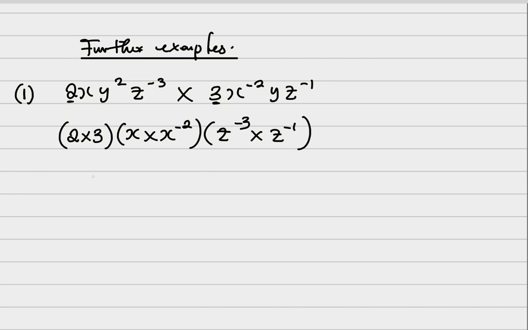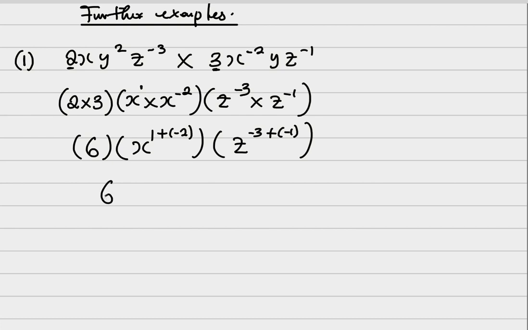So 2 times 3, of course, is 6. Then this is going to be x raised to power 1, because this is actually raised to power 1. It's just 1x there. Then plus we have minus 2. I have it this way. Then I have z raised to power minus 3, then plus minus 1. So this is going to be 6, and this is going to be x raised to power minus 1. And I have z raised to power minus 4. You see, I'm done. This is the answer. Once you just group them, you will get your answer easily.